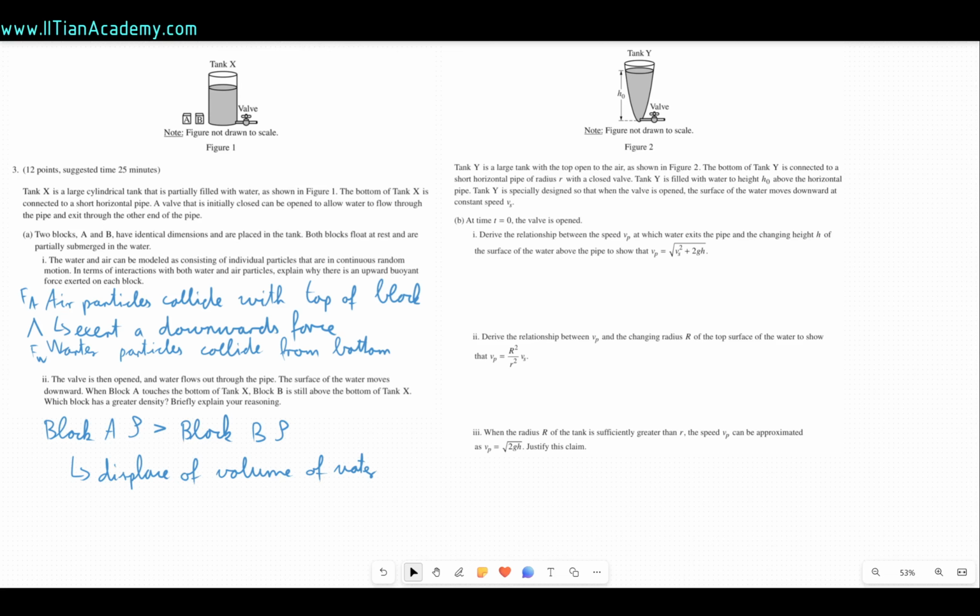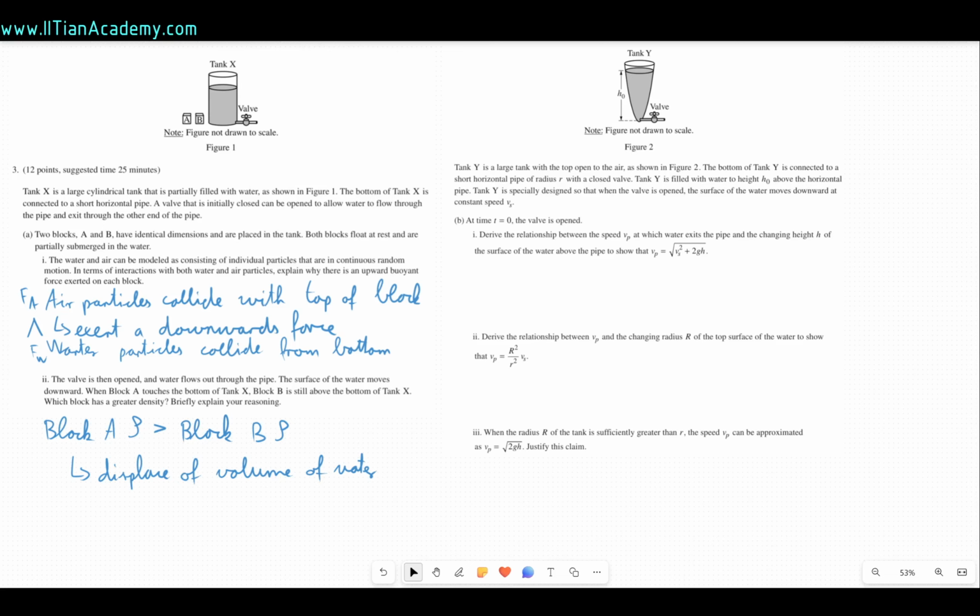We need to derive a relationship between the exiting speed as a function of the surface's speed in part 1. So what we need to use here is the Bernoulli equation. We know that P1 plus the potential energy plus the kinetic energy will have to be constant. However, what we can say is that the pressure will have to be the same at both points.